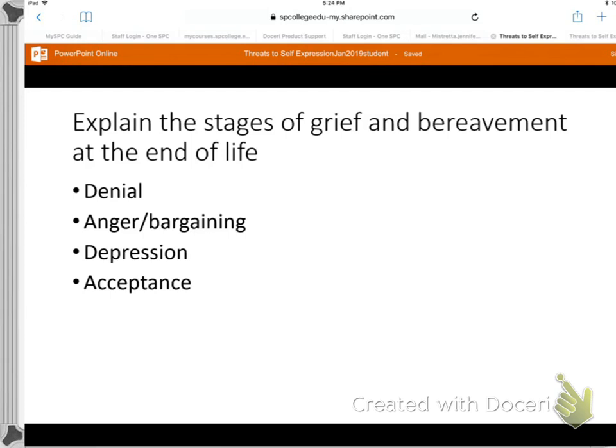Depression. There's not quite acceptance yet, but they've accepted the fact that it's there, and they're really super depressed about it. And then true acceptance is when they turn it around and say, you know what? It is what it is, and I'm going to do what I need to do and keep going on and make sure that I'm living my life the way I'm supposed to. Dad passed away, but I still need to live my life.